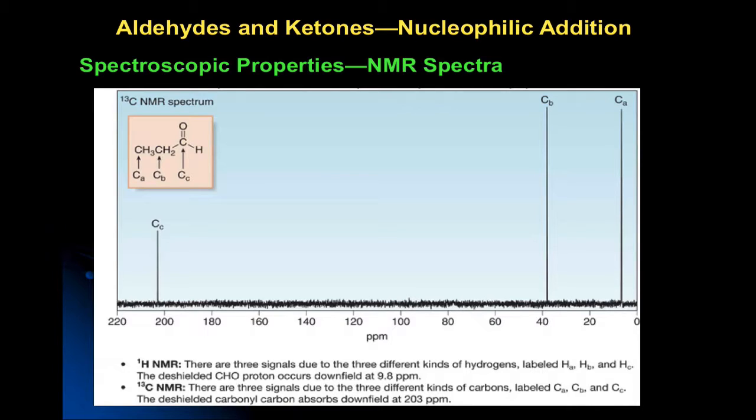Carbon-13 spectra are as we would expect. We see this at about 200. We see these 2 about where they should be, right? This one being this one because it's closer to the oxygen than this one, right? So we see what we should see.